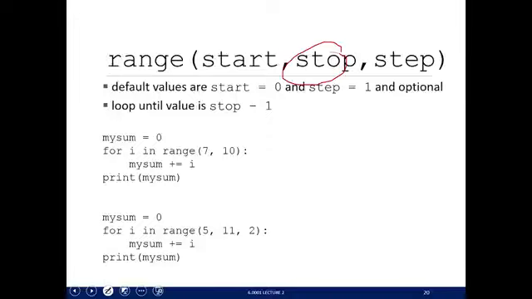The one thing you do need to give it is this stop. So if you give it only one value in the parentheses, that stands for stop. And by default, start is going to have the value 0, and step is going to have the value 1. If you give it 2 things in the parentheses, you're giving it start and stop. So the first being start, the second being stop. And step gets this value of 1 by default. And if you give it 3 things in the parentheses, you're giving it start, stop, and step in that order.